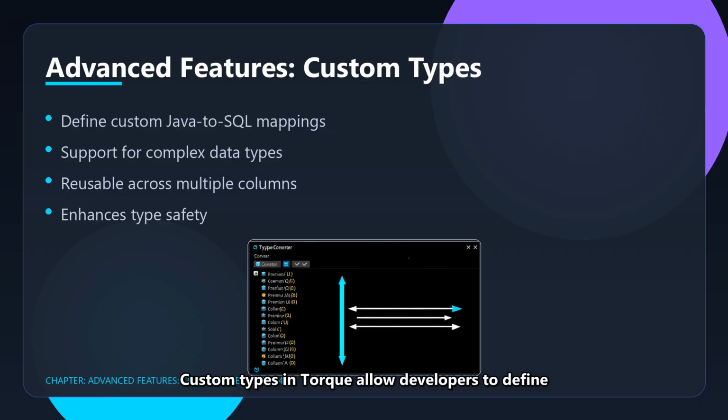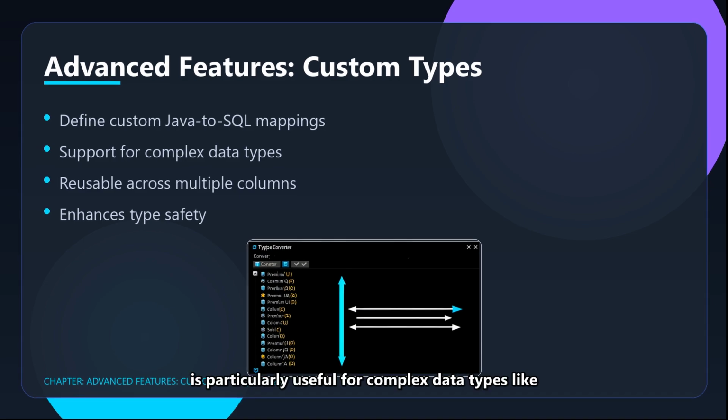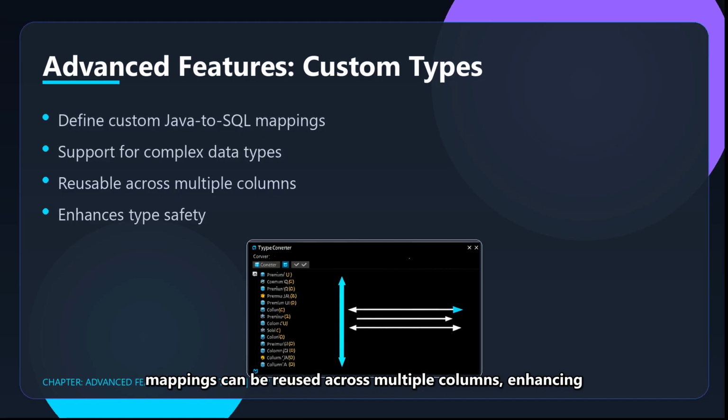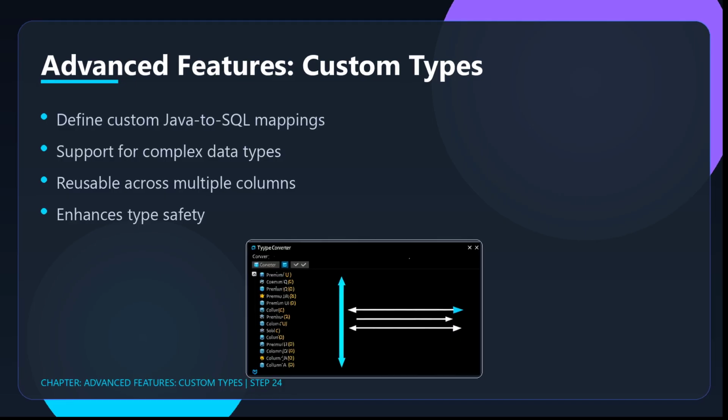Custom types in Torque allow developers to define how Java objects map to SQL columns. This is particularly useful for complex data types like enums, JSON, or custom objects. Once defined, these mappings can be reused across multiple columns, enhancing type safety and reducing boilerplate code.